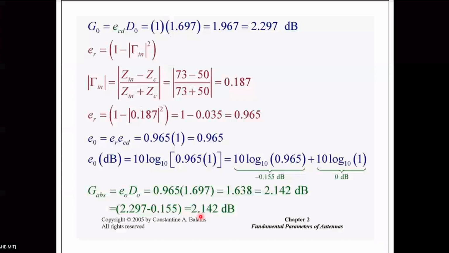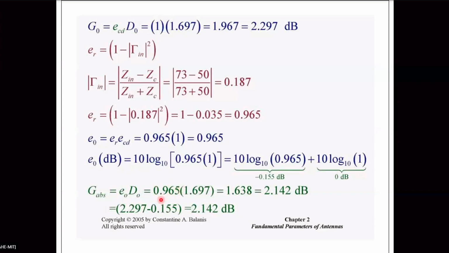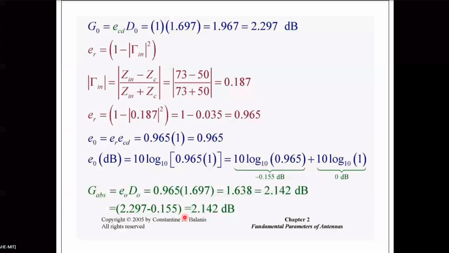So follow till the last line. Have you got it? So you are basically multiplying by E naught. E naught is nothing but ER because ECD is 1. Is it clear? Yes, sir. Okay. I'll go to the next slide.